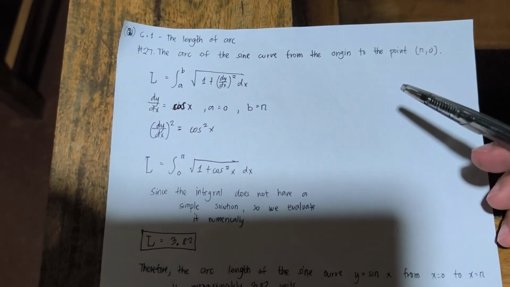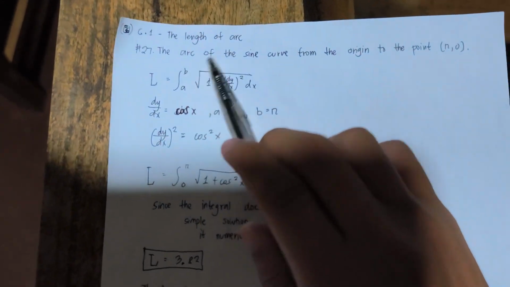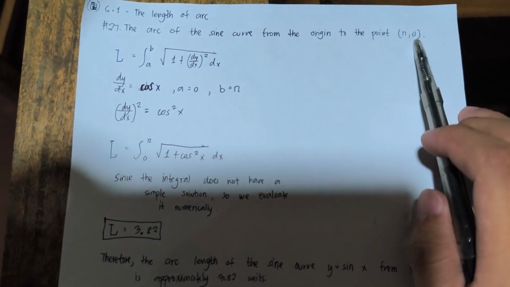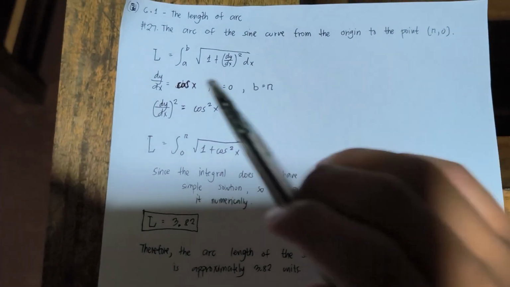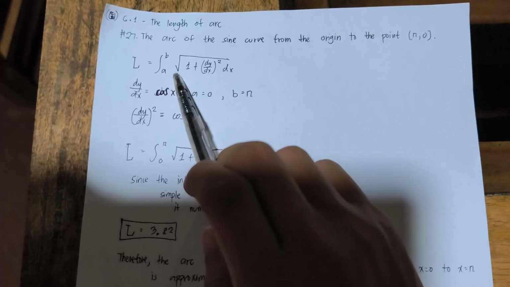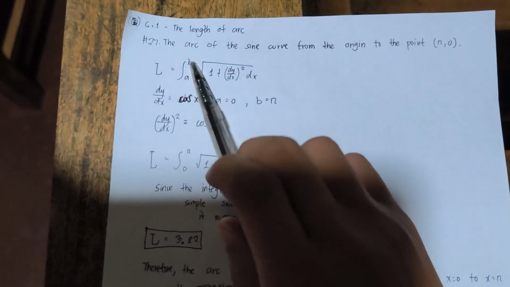Next we have problem number 3, 6.1 number 27. The arc of the sine curve from the origin to the point (pi, 0). To find the arc length, we will use the arc length formula: the integral of the square root of 1 plus (dy/dx) squared dx, from a to b.